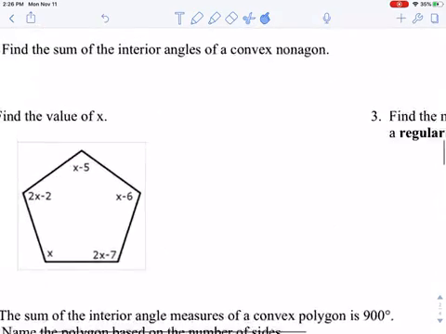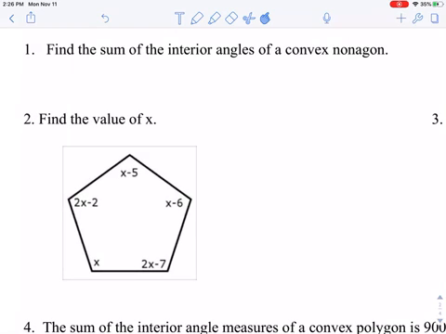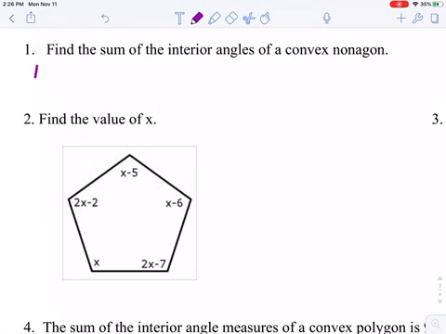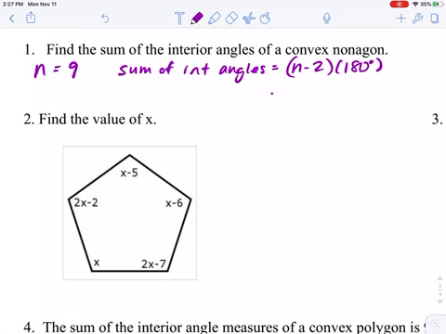So let's do some example problems. The first one: find the sum of interior angles of a convex nonagon. Well, a nonagon is a 9-sided figure, and the formula for the sum of interior angles is n minus 2 times 180. So that would be 9 minus 2 times 180, or 7 times 180, which is, I'm just going to my trusty calculator here, 1260.